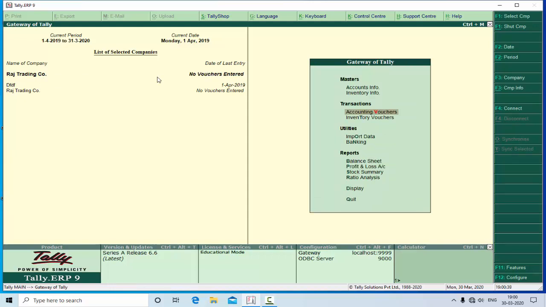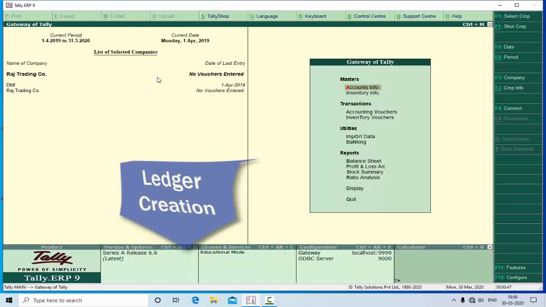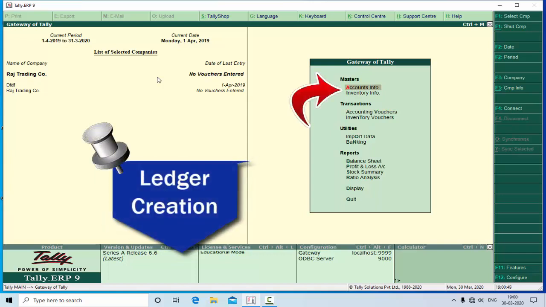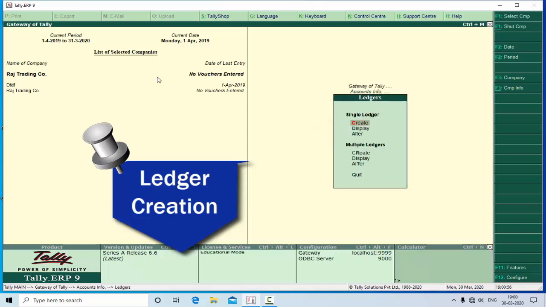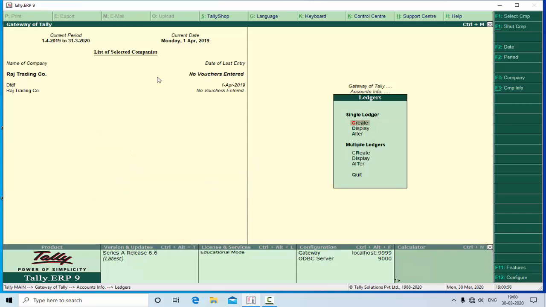Now we are in the gateway of Tally, and then we have to create the accounts ledger of the company. To create the ledger of the company, go to master accounting info and click on the option ledgers, and then create one by one. If you want to create a single ledger, click on the option create, or if you want to create multiple ledgers at one time, click on the option create.